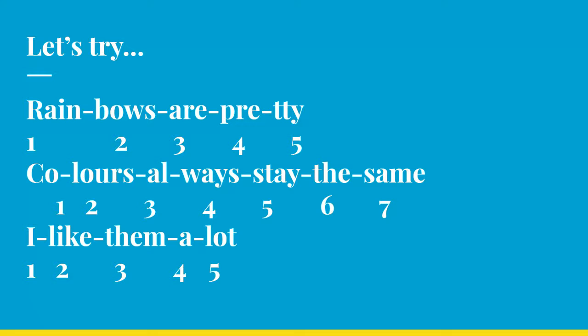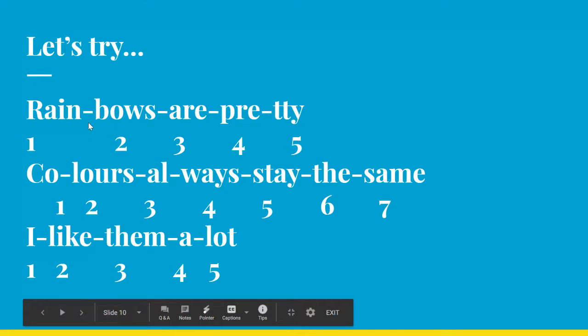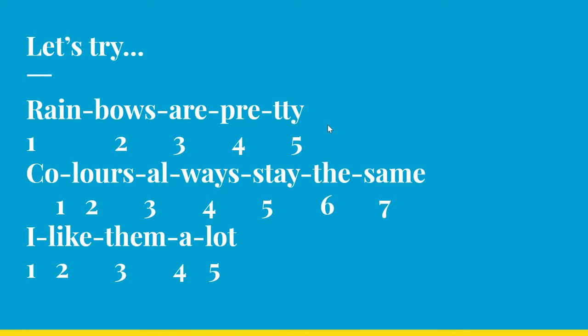All right, let's try. This is one that I actually just wrote a few minutes ago. I love rainbows. I don't know what you want to choose. Maybe you want to choose waterfalls or rivers or trees or grass or flowers, whatever you decide. Rainbows are pretty. Do you see how I use these dashes to separate the syllables? If you want to do that, you can. I don't mind if you put that in your good copy, but you don't have to.